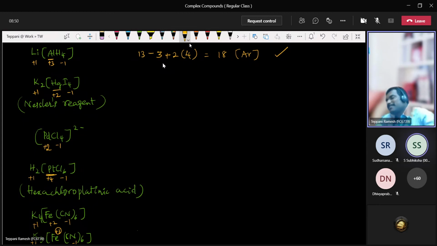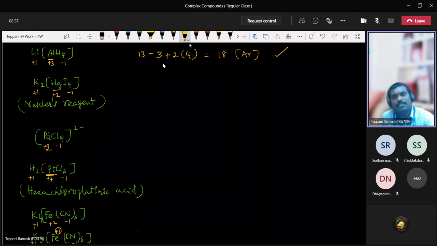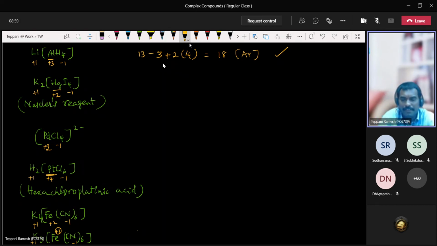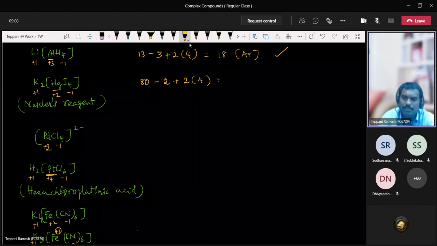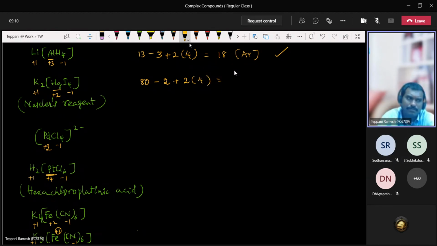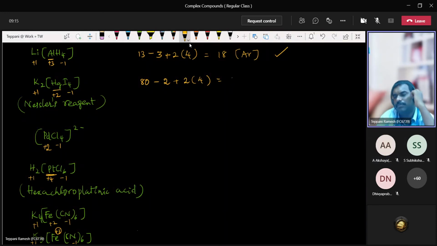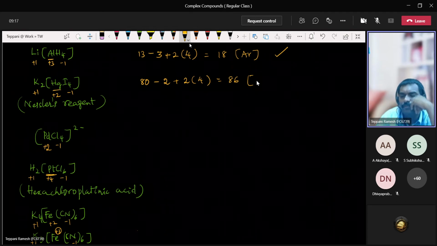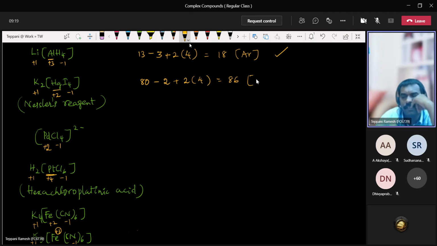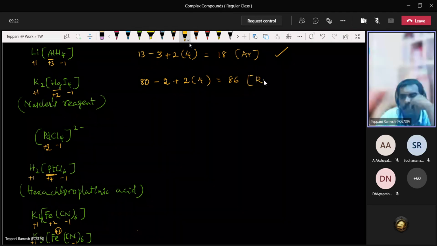Mercury, 80. Zinc, cadmium, mercury: zinc 30, cadmium 48, further 32 added gives 80. 80 minus oxidation state 2, plus 2 into 4 gives 86. 86 means which noble gas? Radon. Followed.